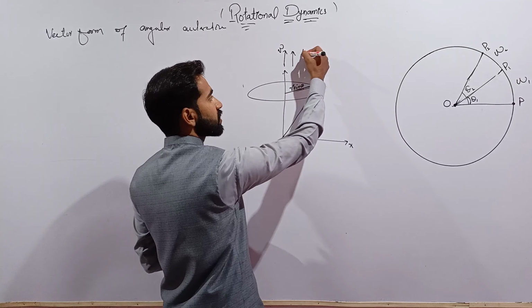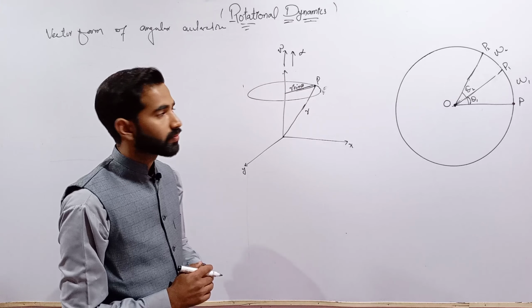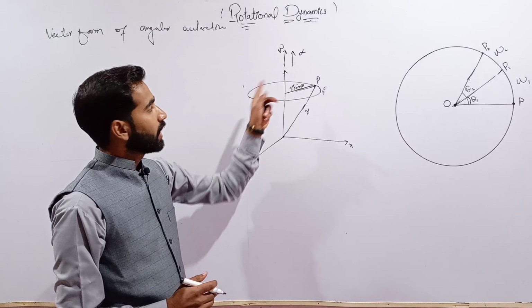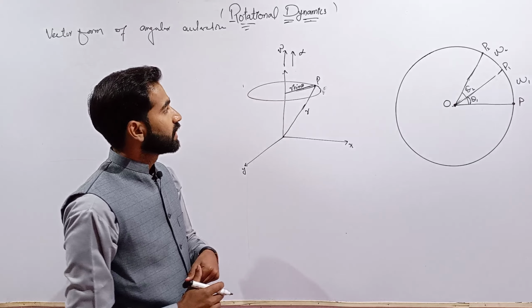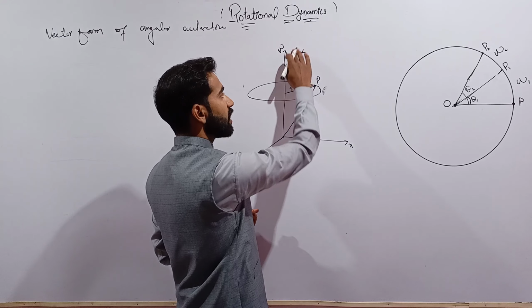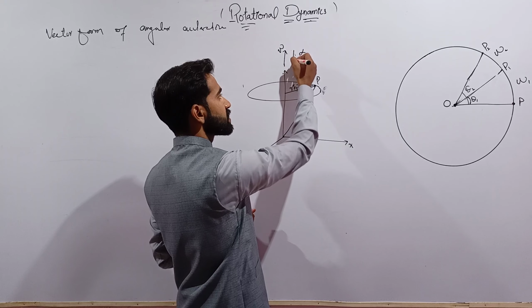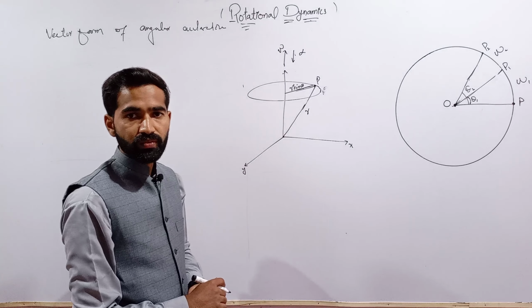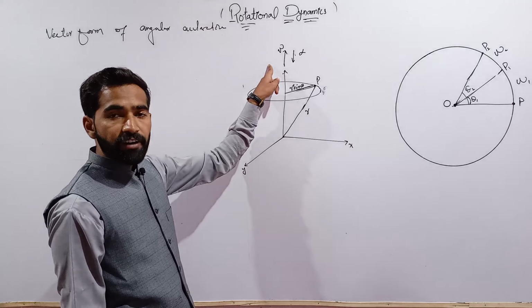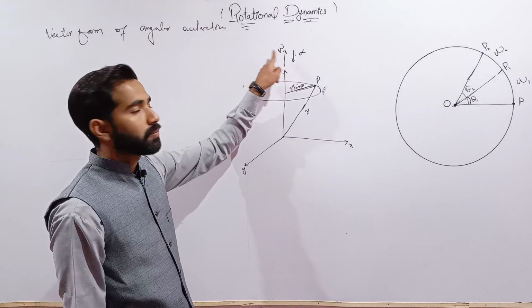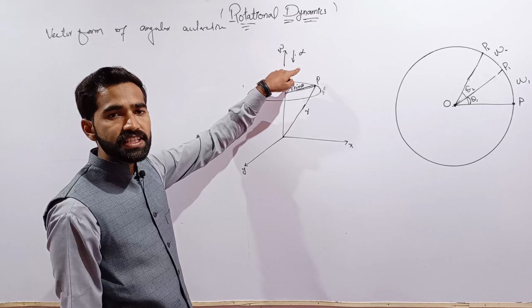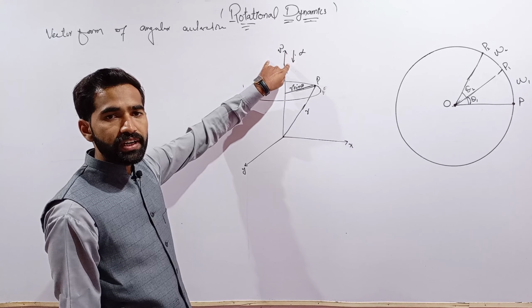Angular acceleration is represented by alpha, and if the angular velocity is decreasing, then the direction of angular acceleration is downward. For the increasing case, both are parallel, and for the decreasing case, both are anti-parallel.